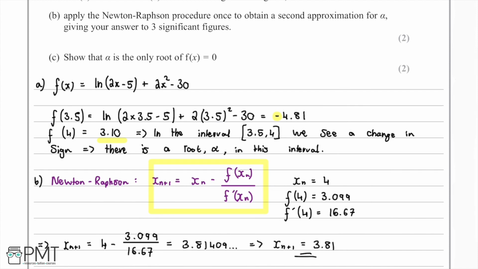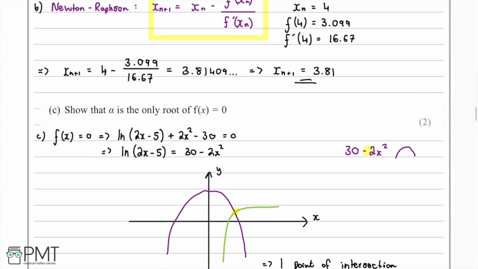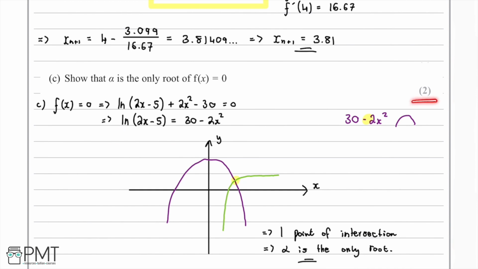We then move to part C, which was worth 2 marks. We receive our first mark for attempting to sketch both the graphs. We receive that mark for our sketch here, and then we receive our second mark for our little conclusion where we stated there was only one point of intersection, and that meant alpha is the only root.